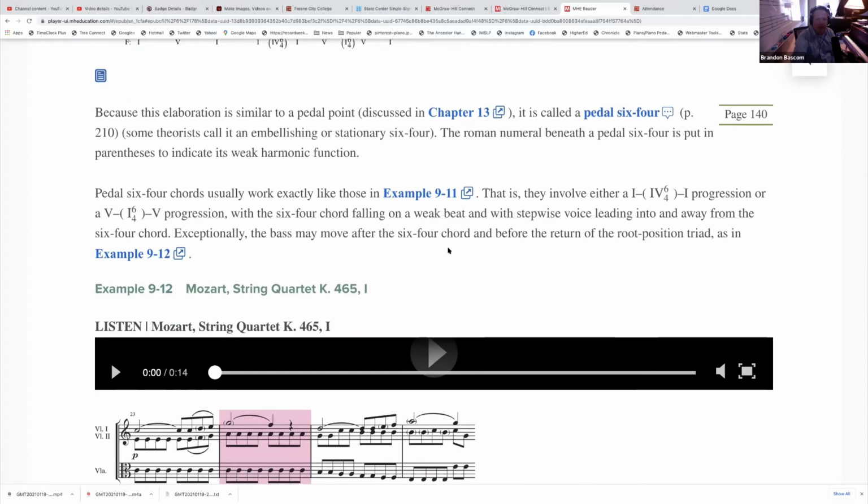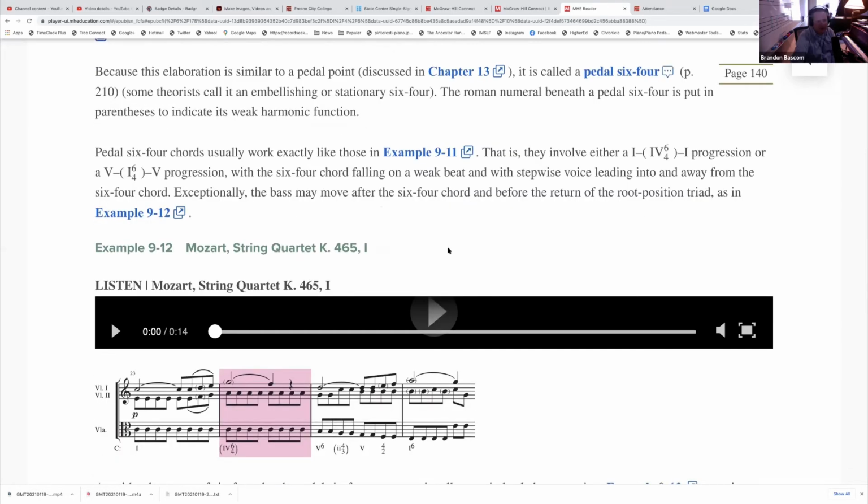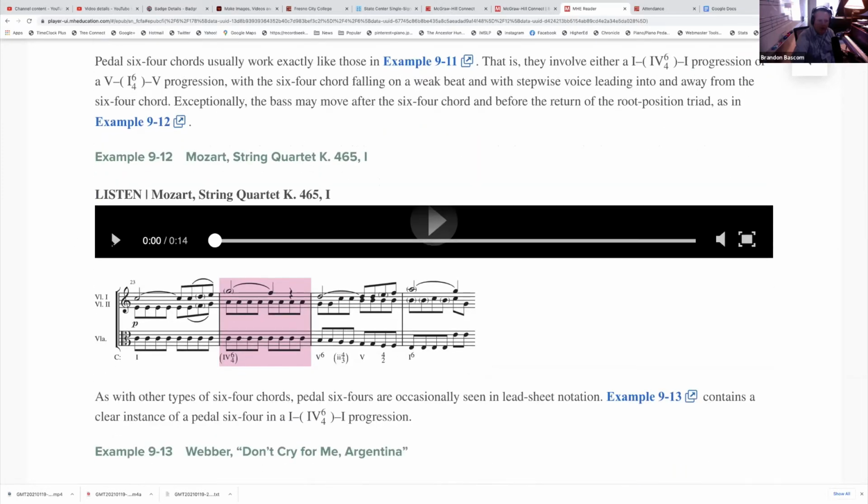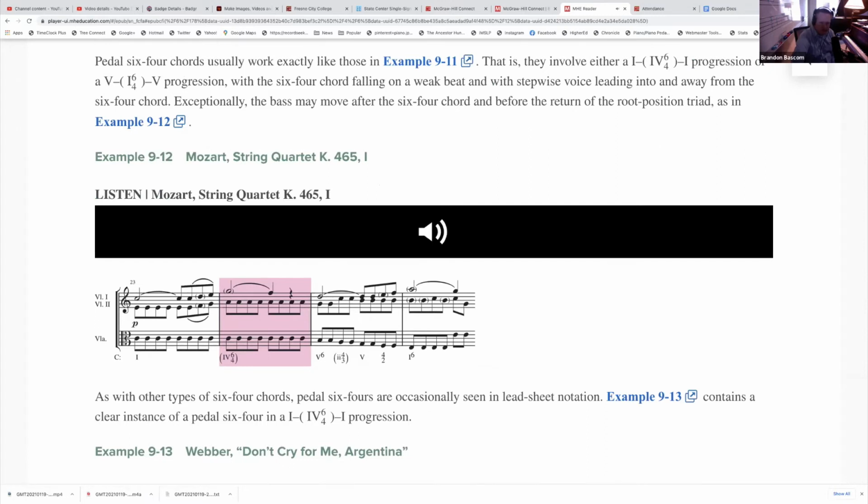Pedal 6/4 chords usually work exactly like those in example 9-11. That is, they involve either a 1-to-4-6/4-1 progression or a 5-to-1-6/4-5 progression, with the 6/4 chord falling on a weak beat and with stepwise voice leading into and away from the 6/4 chord. Exceptionally, the bass may move after the 6/4 chord and before the return of the root position triad, as in example 9-12, Mozart String Quartet, Hoboken 465, first movement.